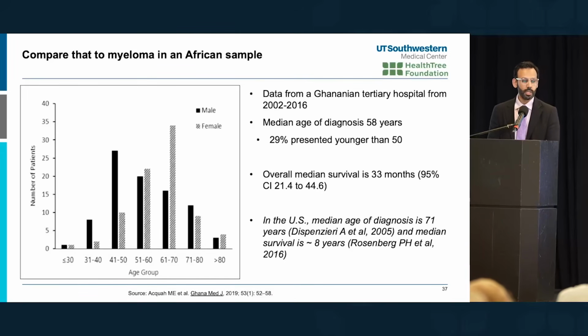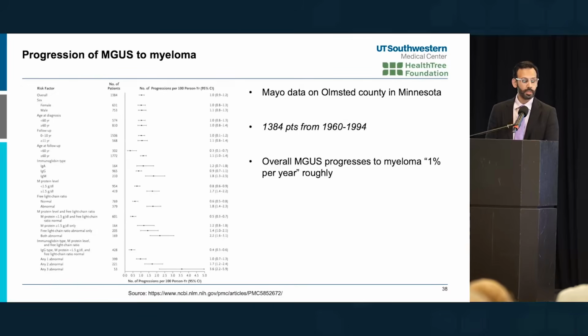This is a different study looking at a hospital in Ghana, and there they found that for myeloma itself, the median age of diagnosis is 58 years, versus roughly 69 years in the US, so quite a bit of difference. And that has been seen, again, in different data sets. So there's something about the genetic makeup of people that does have some relevance here.